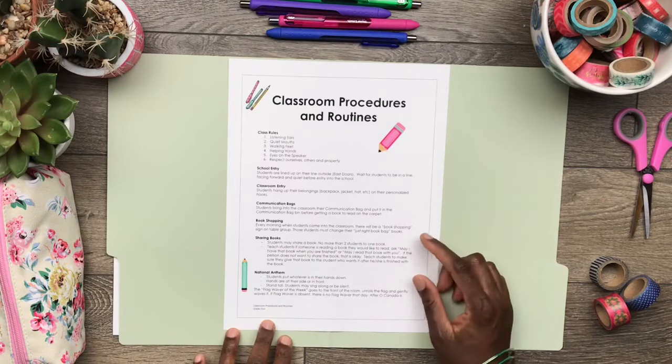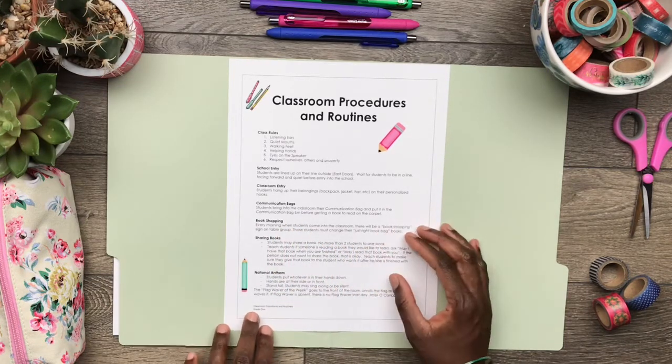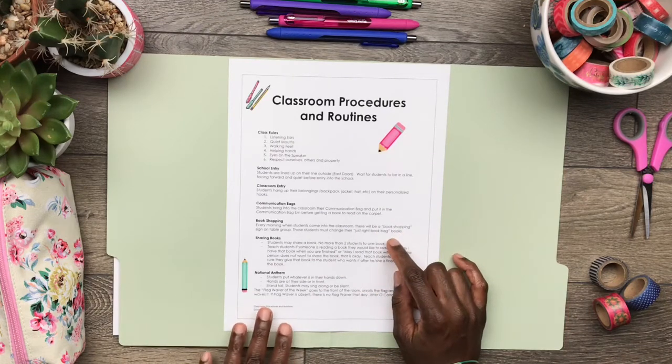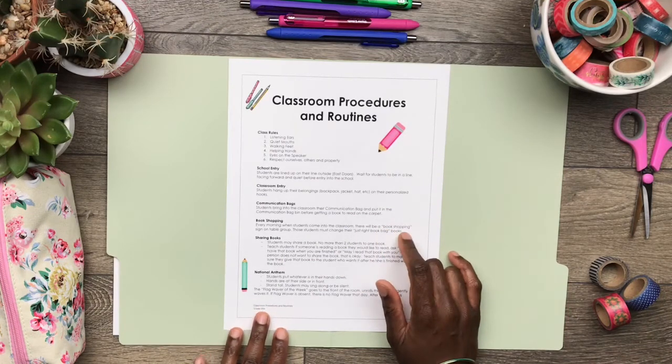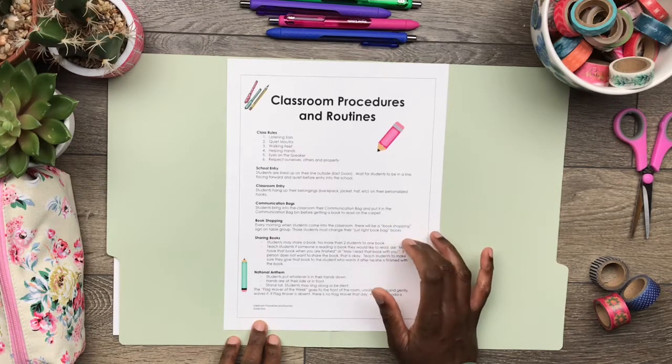Then there's something called book shopping that I do, and that's when I start reader's workshop. One group is going to have a sign that says book shopping. So that is the group that's going to be book shopping that day. They basically go and they change their Just Right books from their book bag.